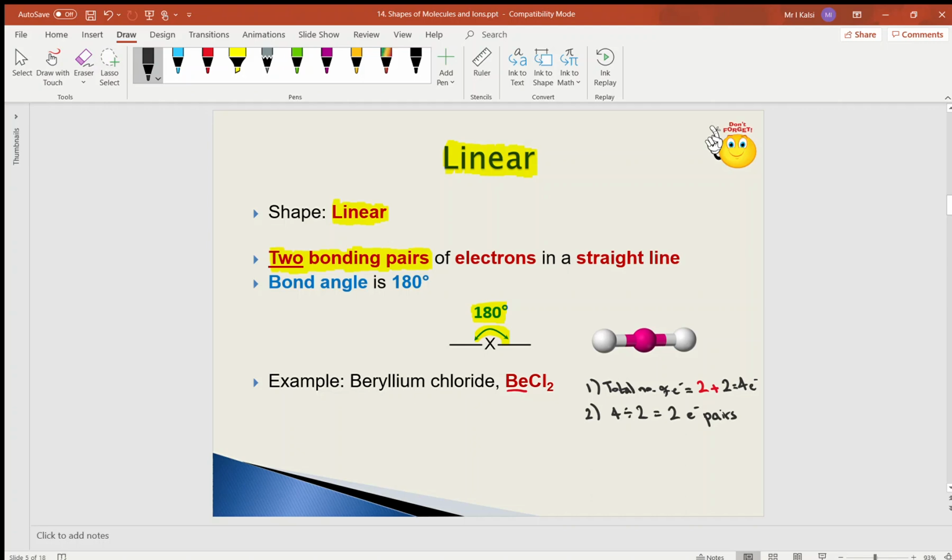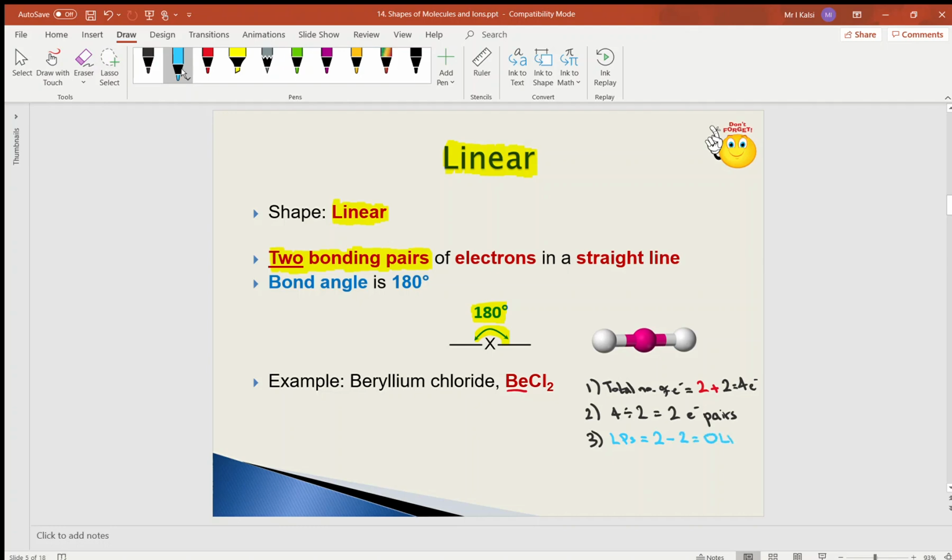The third step, which is the important step, is to work out the number of lone pairs. So LP is lone pairs. Lone pairs, remember, equals the answer you got from step 2, so that's 2, take away the number of atoms around the central atom. Well, the number of atoms around the central atom is still 2. There are 2 around the central beryllium. So it's 2 minus 2, and therefore that equals 0.